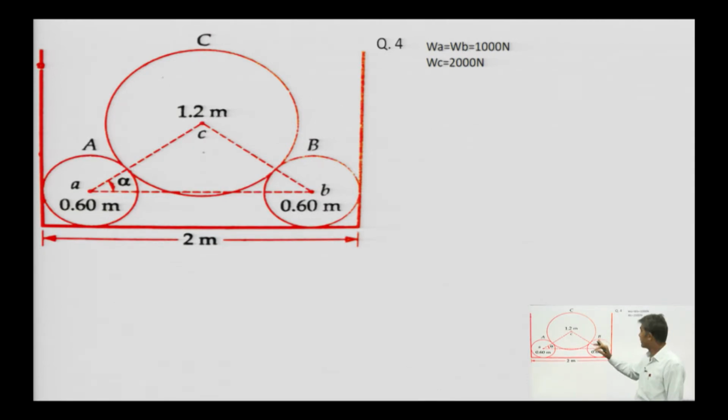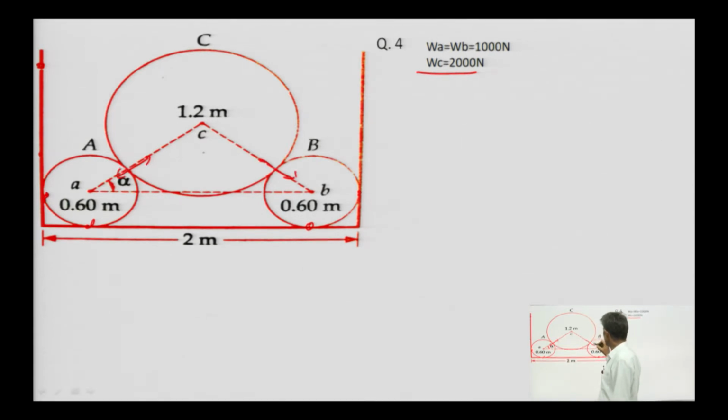Weight of a sphere, there are 3 spheres. Sphere C weighs 200 Newton, and spheres A and B are equal, both having a weight of 1000 Newton. We need to find out the reactions at all contact points.